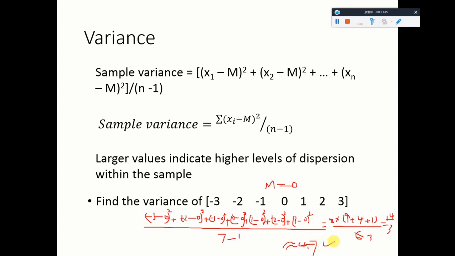Or 4.6, I don't know, 9, something like that. Okay. Let's see if that's the case. So 14 divided by 3. Okay, so it's 4.67, not 4.69. All right, close enough. So this will be the answer. This will be the variance of these sample scores. Did you get it? Okay.